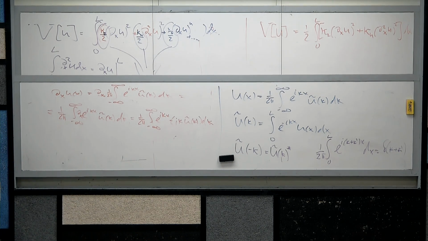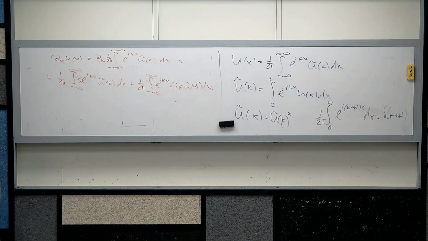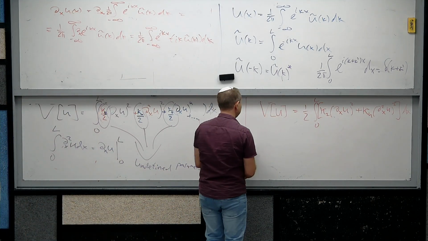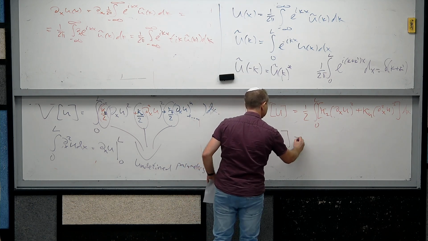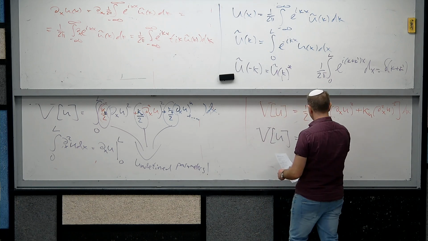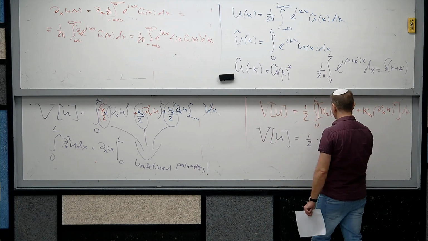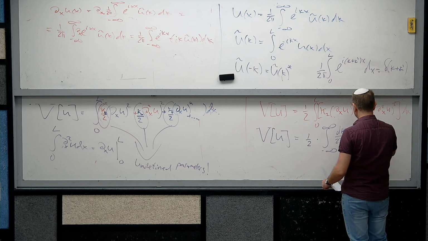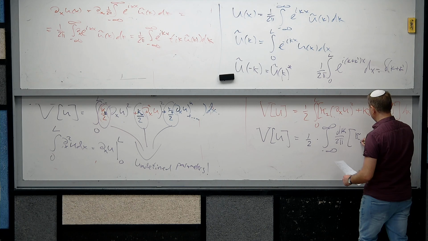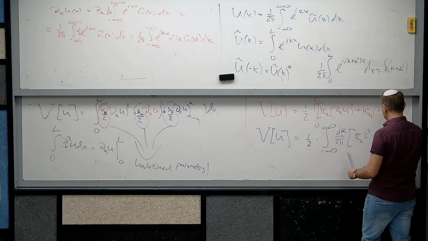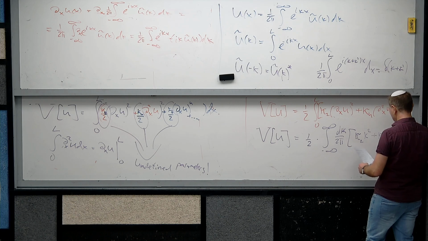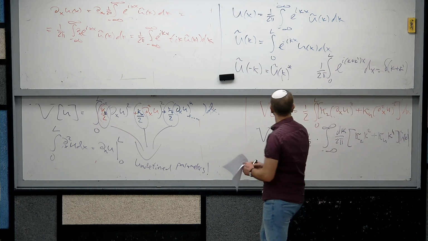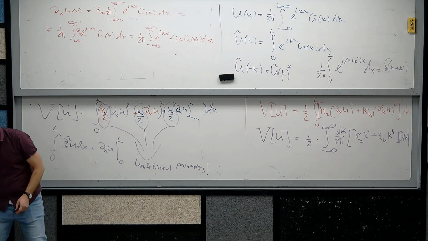We substitute everything. And after we've done all the Fourier transforms and all the representations, we obtain the following simple result, that V of u equals 1 over 2 multiplied by an integral from minus infinity to infinity dk divided by 2 pi, and here we have kappa 2 multiplied by k squared plus kappa 4 multiplied by k to the 4th power, times the absolute value of u tilde of k, squared. So no derivatives, nothing.